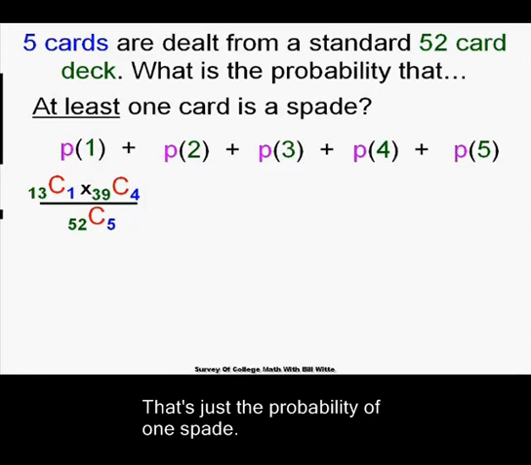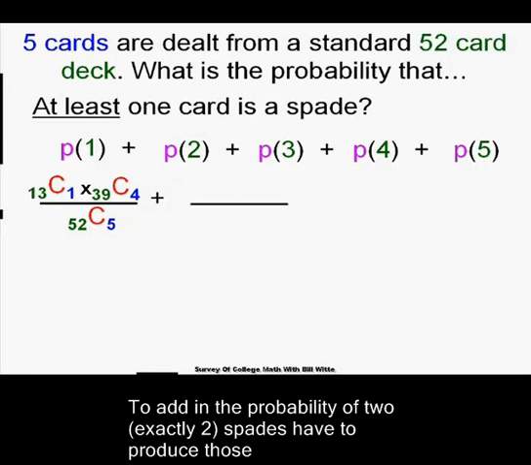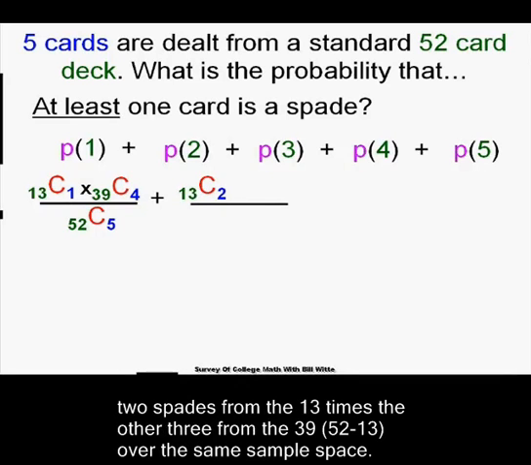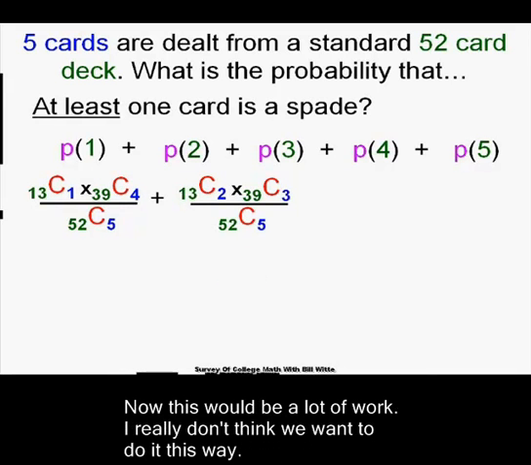Okay, that's just the probability of 1. We add in the probability of exactly 2. To produce those, we have 2 spades from the 13 times the other 3 from the 39, which is 52 minus 13, over the sample space. Okay, this is a lot of work. I really don't think we want to do it this way.